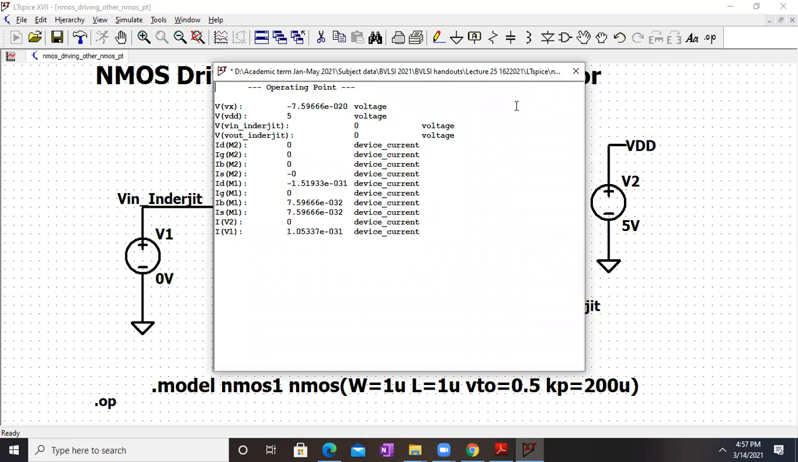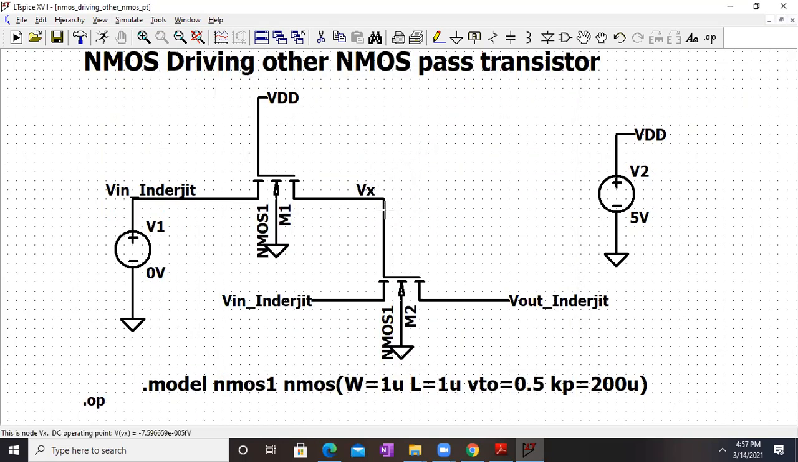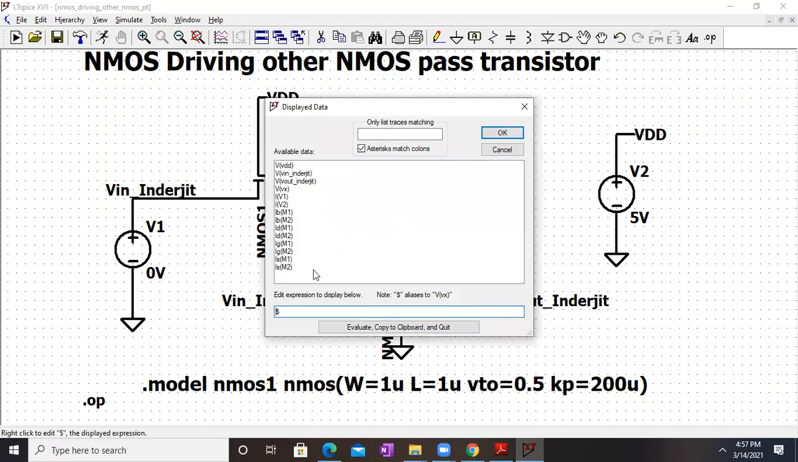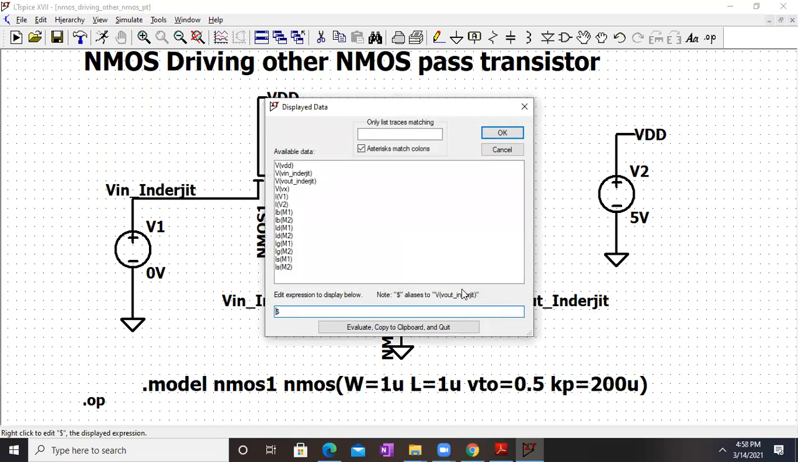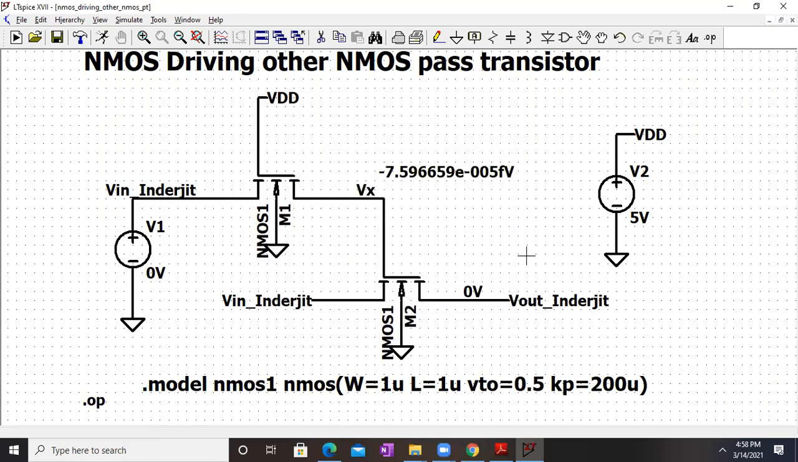Automatically you will get a screen, but we are not interested in this. We click on this node, make sure that you label this, and this I will mark as Vx, and then I can take it anywhere. I've already marked it properly. So we are getting Vx voltage as 0. If Vx voltage is 0, what is the value of Vout? Let us check that. Vout value is also 0, as you can see. Vout value is 0 volt.